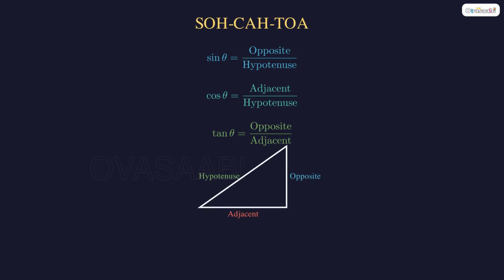Remember SOH CAH TOA? Sine equals opposite over hypotenuse. Cosine equals adjacent over hypotenuse. Tangent equals opposite over adjacent. These ratios help us find sides, but they can also find angles.